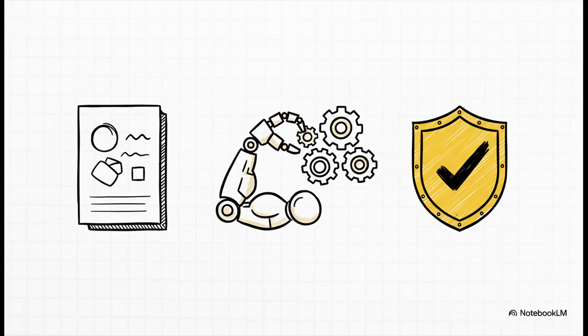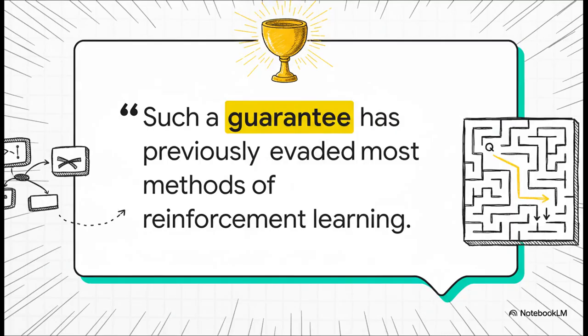This paper gave the world a recipe that was simple enough to actually use, powerful enough to solve real problems, and, crucially, it came with that rock-solid mathematical guarantee that it would find the best solution. And hey, don't just take my word for it. As the authors themselves put it, that kind of guarantee had eluded most methods of reinforcement learning before this. It was a true game changer.